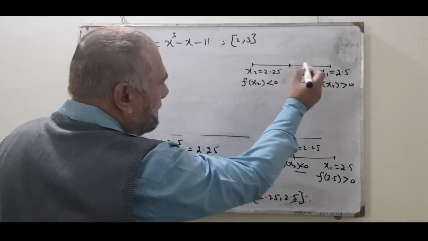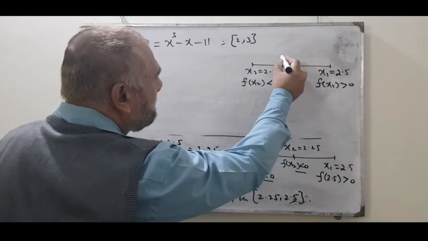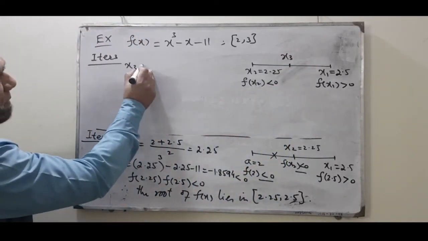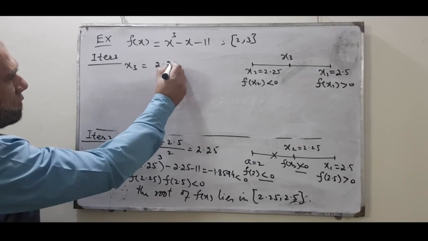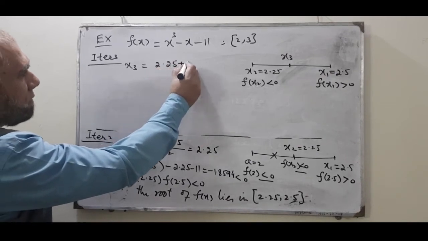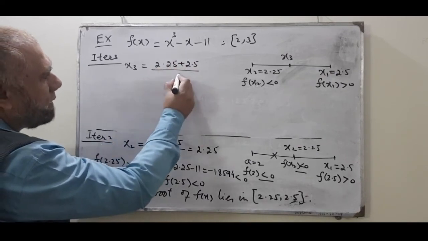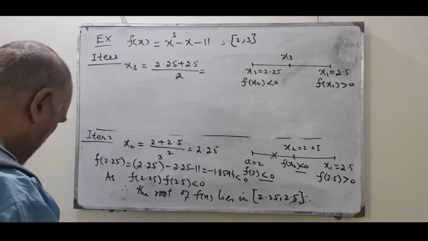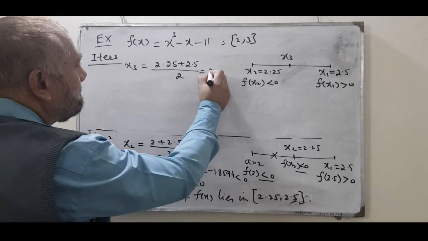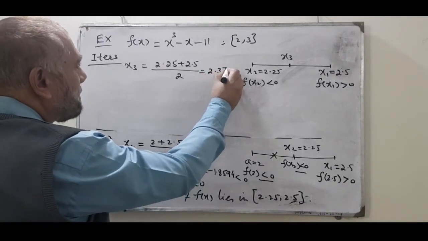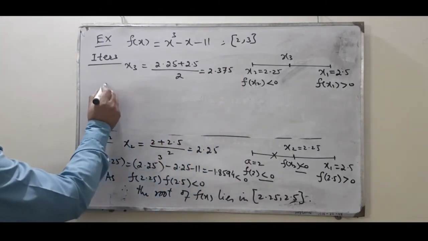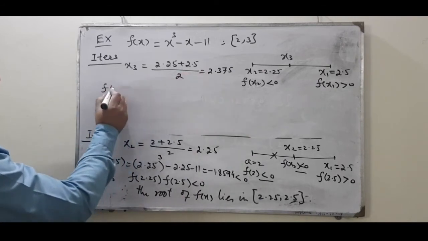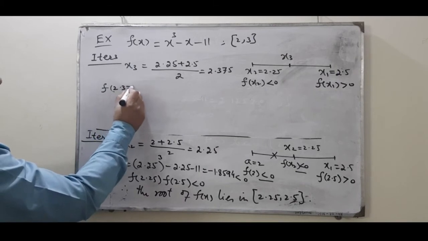Now we go in search of the next midpoint. I label it, say, x3. And x3 can be obtained by taking the sum of the two endpoints, 2.25 plus 2.5, whole divided by 2. Whenever you divide it, you will get 2.375. Now you calculate the function's value at this new middle point, which is 2.375.